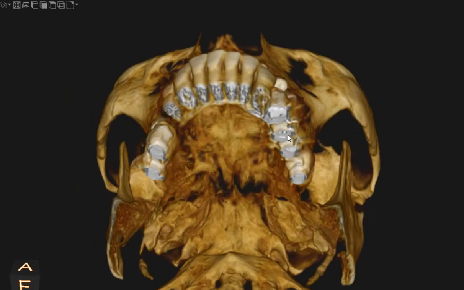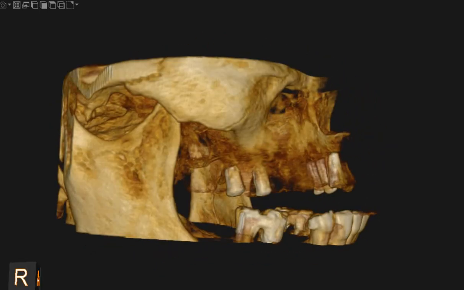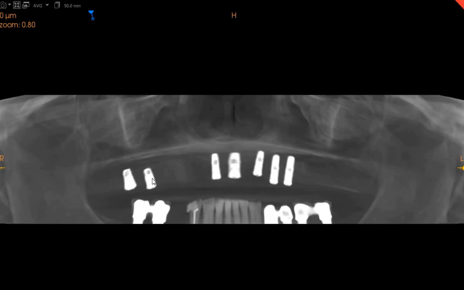The area of interest has not been highlighted, so we're going to show you the upper arch and all the implants associated. This is the panoramic view. We can see we've got 1, 2, 3, 4, 5, 6, 7 implants placed in the upper segment.